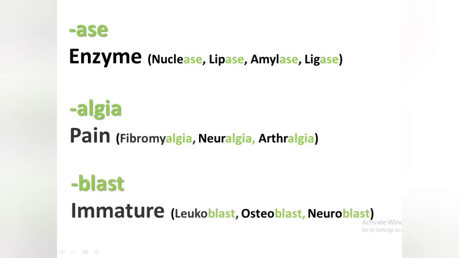Next suffix is blast, which represents immature. Whenever your word ends with blast, it means immature. Example, leucoblast. Leucoblast means it is the immature WBC, white blood cells. Osteoblast, where osteo means related with the bone, so immature bone cells are known as osteoblast. Neuroblast. Neuro means related with the nervous system, neuron. So immature neuron is known as the neuroblast.